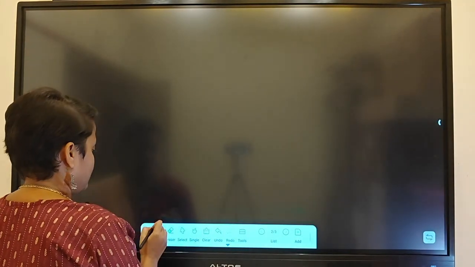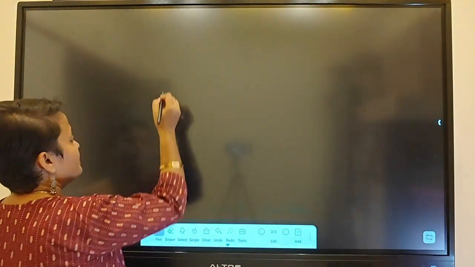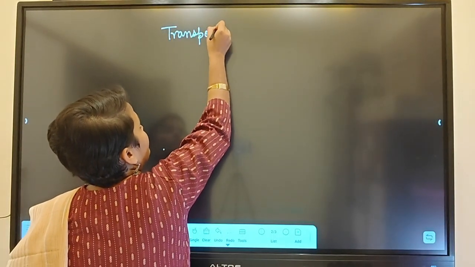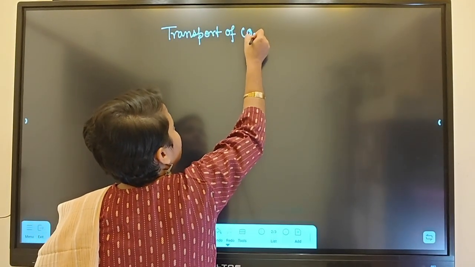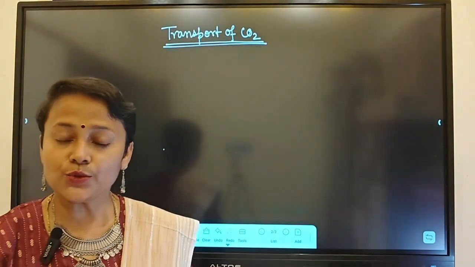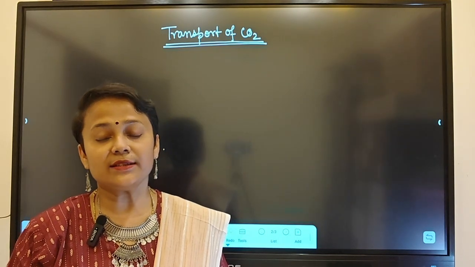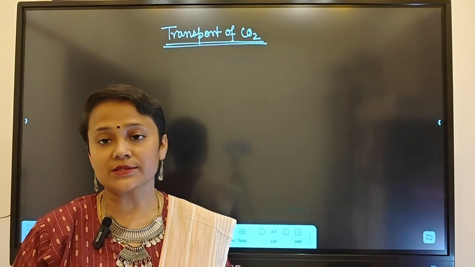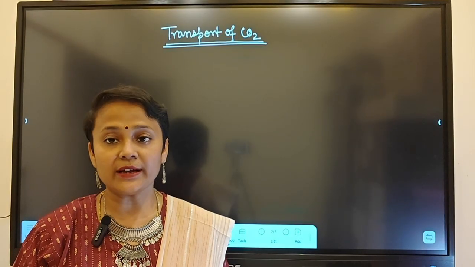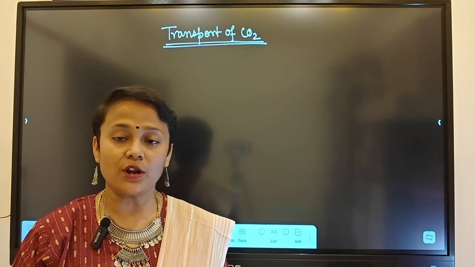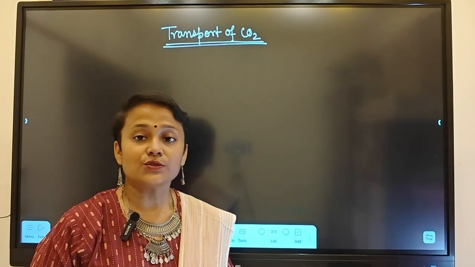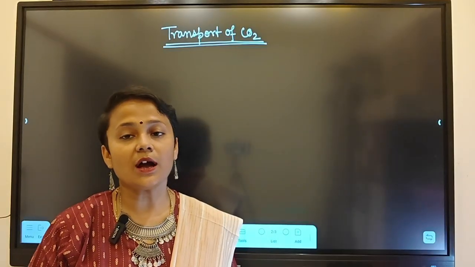Now, let's write the topic name: transport of carbon dioxide. Carbon dioxide will be transported from tissue to the lungs. We know that in the tissue there will be production of carbon dioxide during glycolysis and Krebs cycle. After production, it will come to the lungs and go out. So, how will the transportation occur?